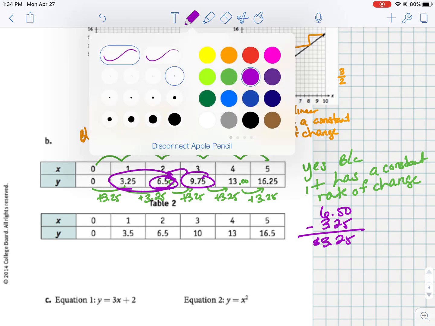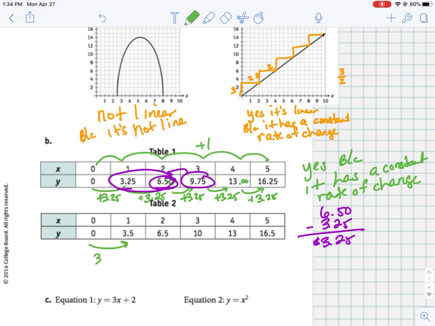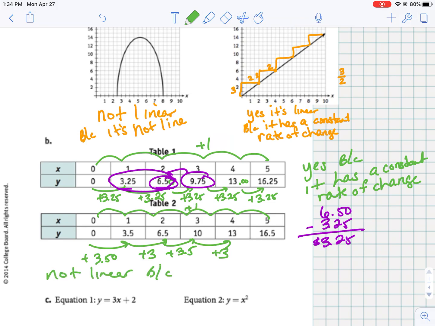So again, taking a look at the next one, this one goes up by $3.50 or 3.5, but the next one just goes up by 3, and then it goes up by 3.5 again, and then it goes up by 3. So right away you can stop and notice that these are all going up by 1, and you can say it's not linear because there is not a constant rate of change.